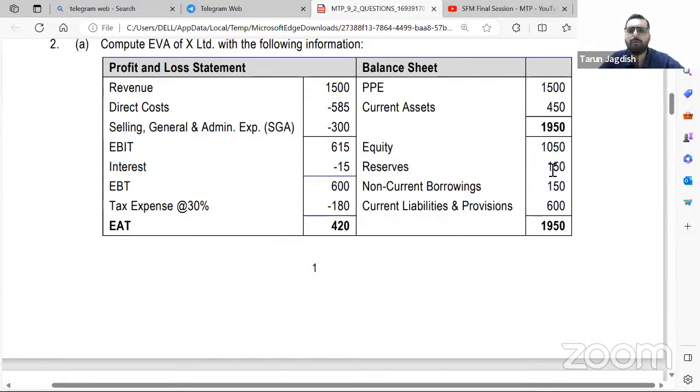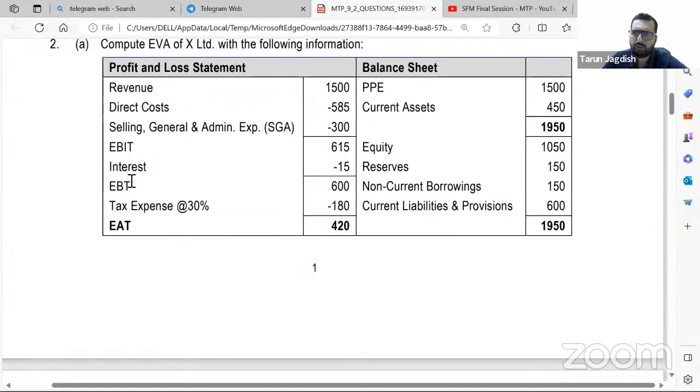1200 is going to be your equity and reserve. One moment, friends, one doubt will come here. Bad debts, when you add back 30, ideally your current assets go up, and your reserves also ideally should go up. But your textbook hasn't considered that while calculating the weights. Ideally, we should consider that part also.